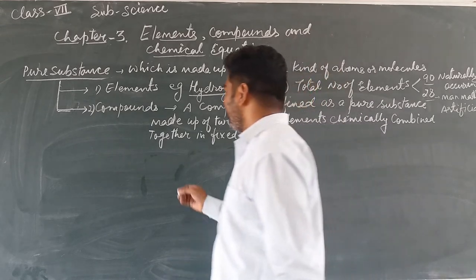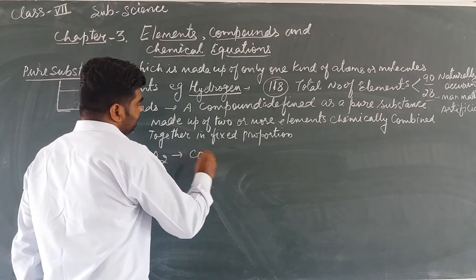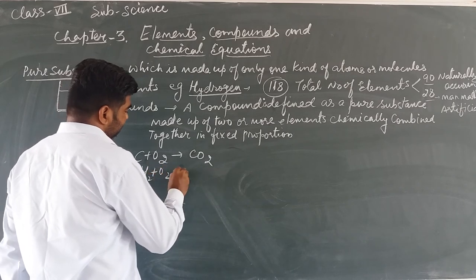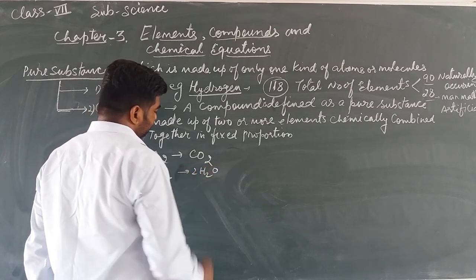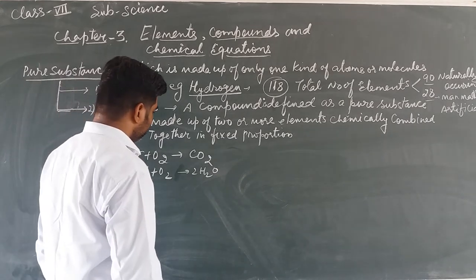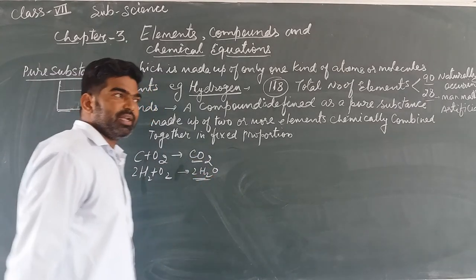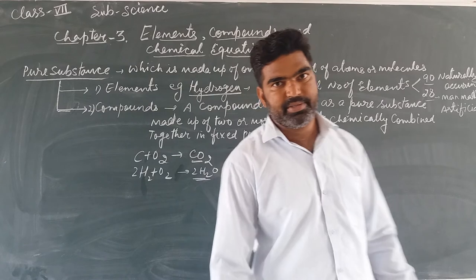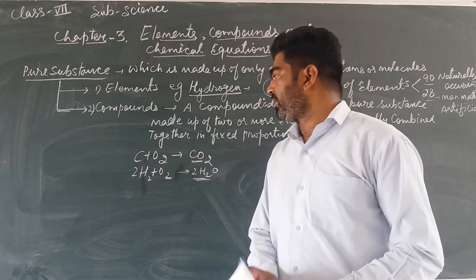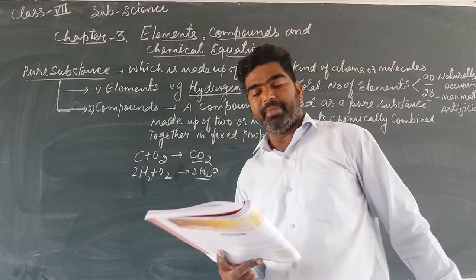Water, just like for example, carbon plus oxygen forms CO2. Hydrogen plus oxygen forms 2H2O. Okay? So this is carbon dioxide and this is water. These are examples of a compound. You can think of a compound: two or more elements chemically combined in a fixed ratio.